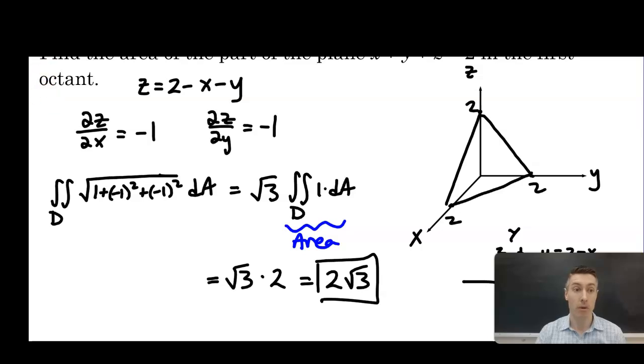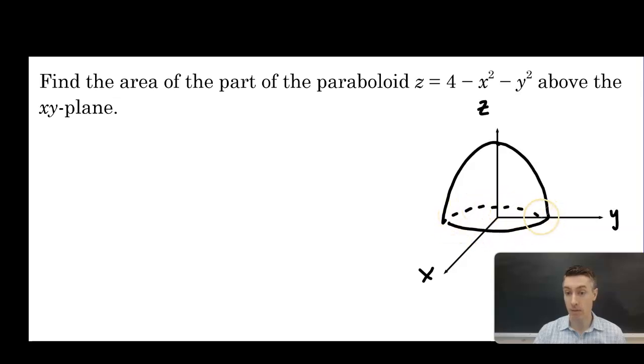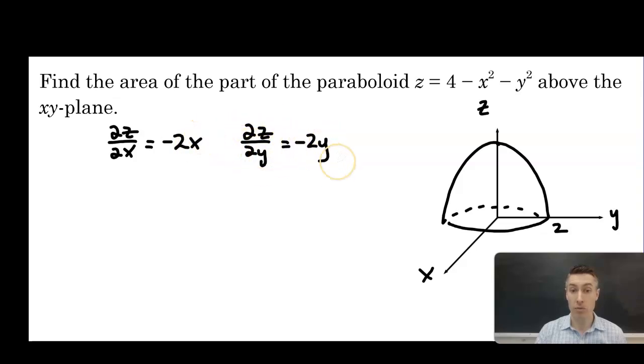Let's look at another example. Find the area of the part of the paraboloid z equals 4 minus x squared minus y squared above the xy plane. So again, just to visualize what we're dealing with, so we have a paraboloid that opens down here, and the radius of that circle is going to be 2 when z equals 0. So we can find the partials. So partial of z with respect to x, that's going to be negative 2x. Partial of z with respect to y, that's going to be negative 2y.